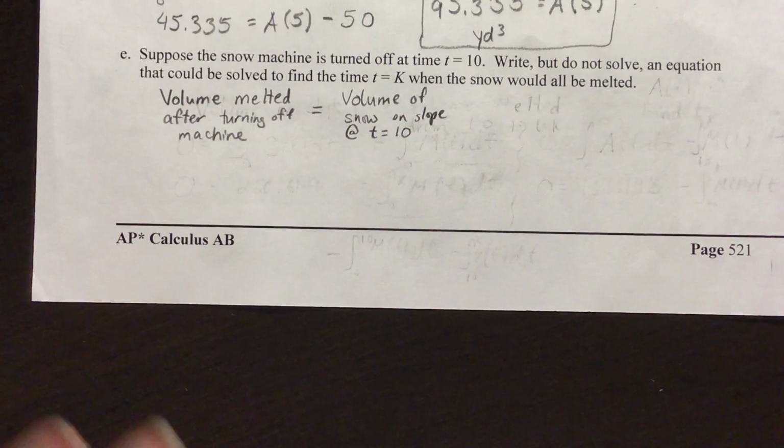We're going to do part E now. Suppose the snow machine is turned off at time t equals 10. Write but do not solve an equation that could be solved to find the time t equals k when the snow would all be melted.